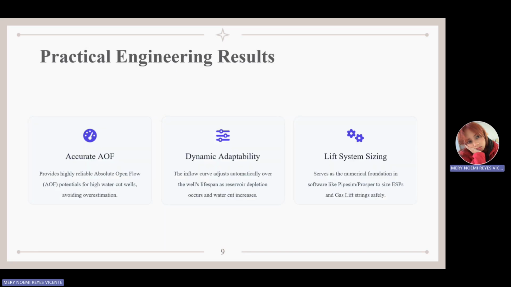In summary, this model provides highly reliable AOF potential for high water cut wells, avoiding overestimation. It adapts dynamically over the well's lifespan as water cut increases. Ultimately, it serves as the numerical foundation in software like PipeSync and Prosper to safely size artificial lift systems like ESPs and gas lift strings.